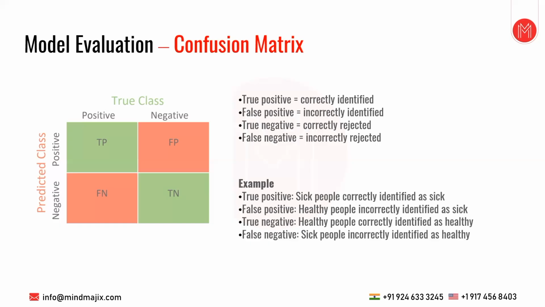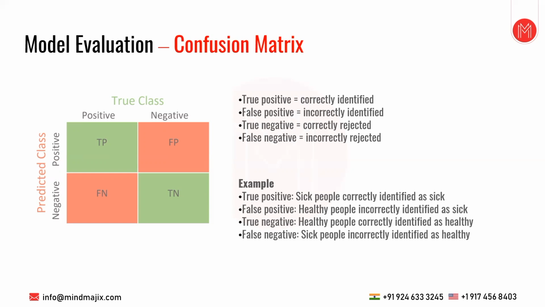Next thing is the true negative, which is the correctly rejected case. Here a true positive is an outcome where the model correctly predicts the positive class. Similarly, a true negative is an outcome where the model correctly predicts the negative class. And for true negative, we can take an example like healthy people correctly identified as healthy. Class 0 is identified as class 0. So that type of thing we get from the true negative.